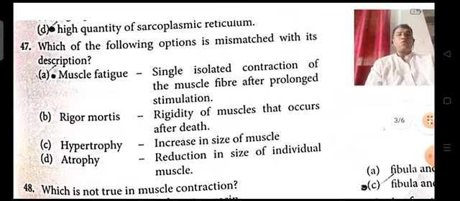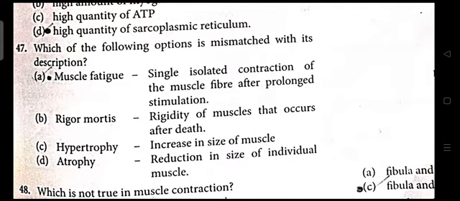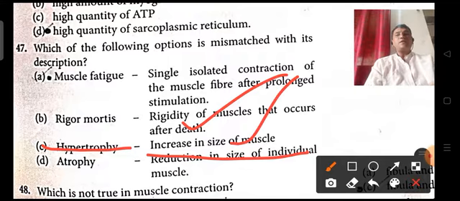Here you are seeing the four options for a question. In these four options, which of the following options is mismatched with its description? Rigor mortis, the rigidity of the muscles that occurs because of death, is the right one. Hypertrophy, hyper means increase in the size of the muscle. Hypertrophy means increase in the muscle size. This is also right. Atrophy, reduction in the size of an individual muscle, is called atrophy.